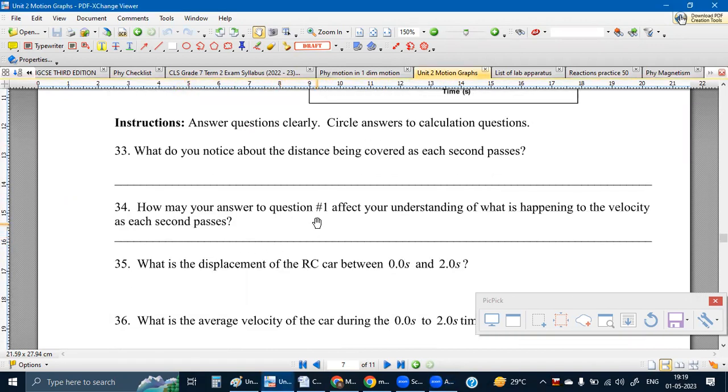How may your answer to question 1 affect your understanding of what is happening to the velocity as each second is passing? As I said, it is an accelerated motion, so the velocity is increasing.